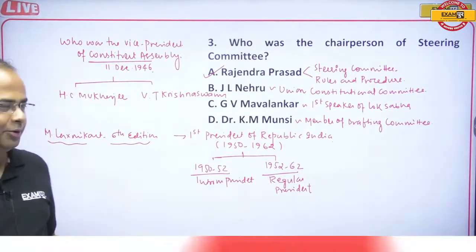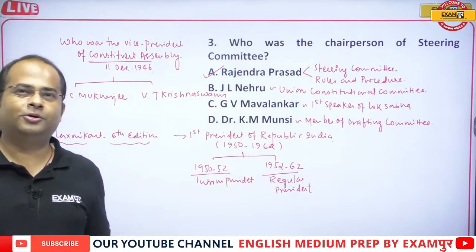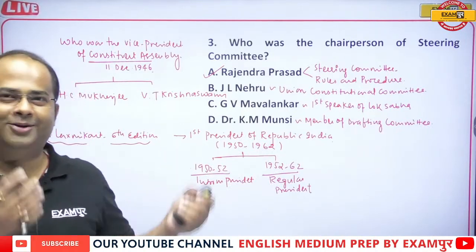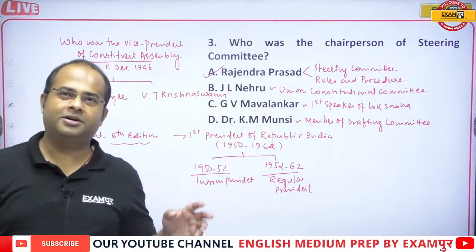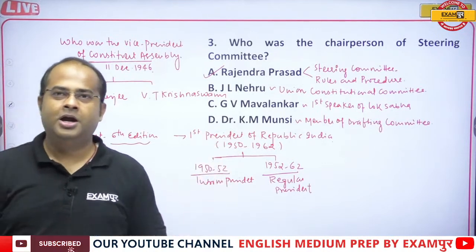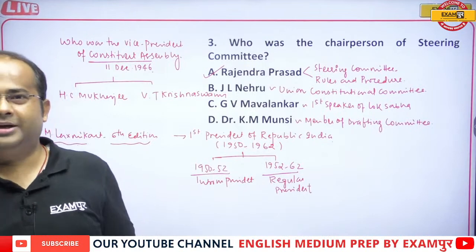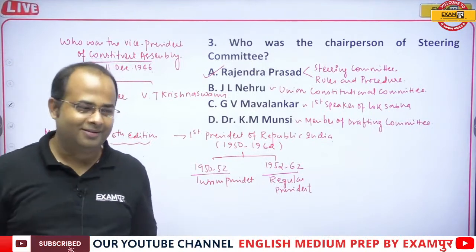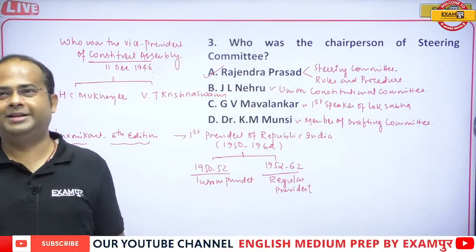So that is the beauty. Then I thought, why is it not mentioned in the 5th edition? So I wrote an email to M. Lakshmikant on his official ID, saying, sir, you have not mentioned V.T. Krishna Swami in the formation of the Constituent Assembly in your 5th edition, and you are mentioning the name in the 6th edition. So I dropped him a mail as well. So that happens with me. So the correct answer will be, guys, option A, that is Dr. Rajendra Prasad.